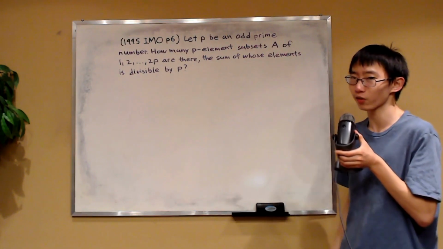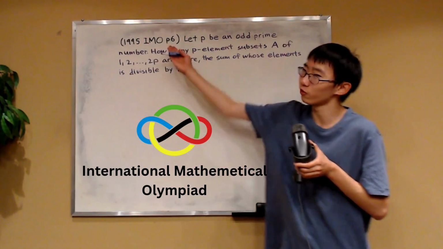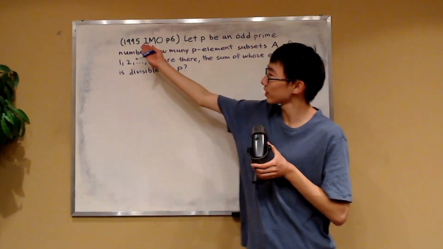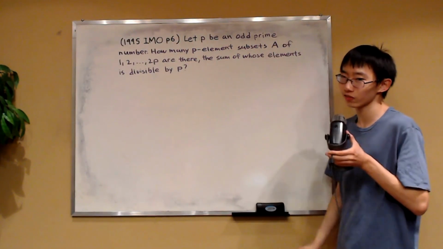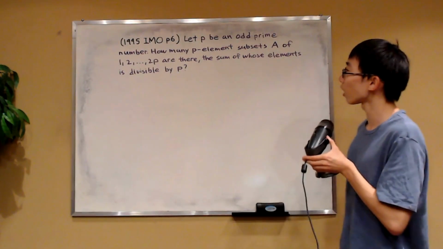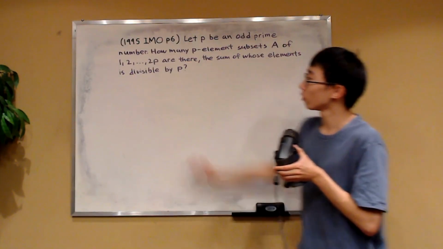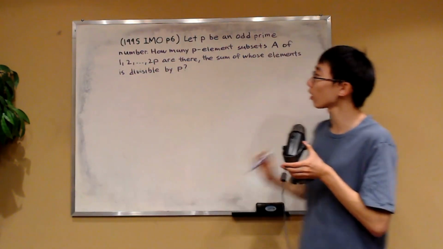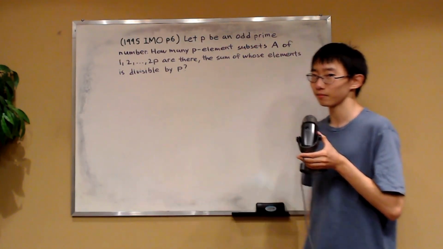Behind me, I have a question from the International Mathematical Olympiad, IMO for short. It's from the year 1995, and it's the last problem. The problem statement is as follows. Let P be an odd prime number. How many P element subsets A of 1, 2, all the way to 2P are there, such that the sum of the elements is divisible by P?